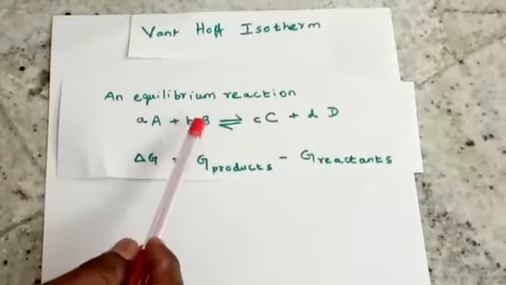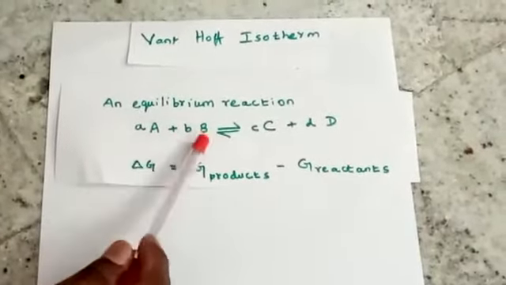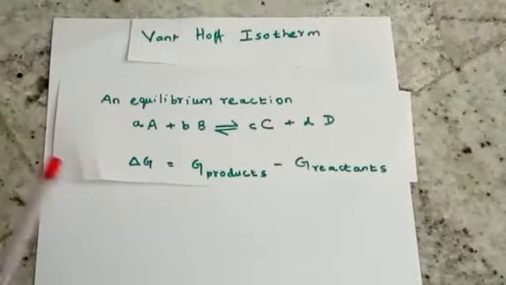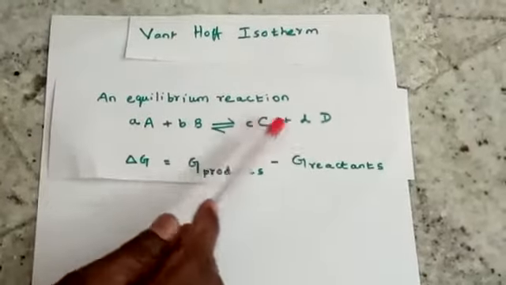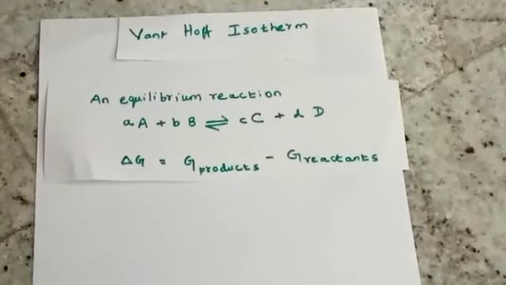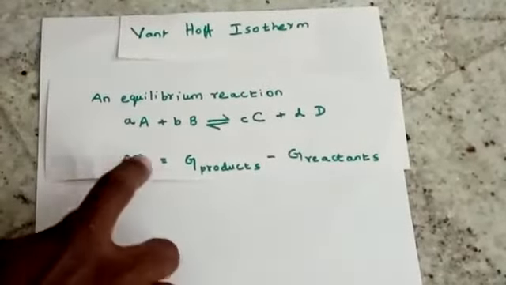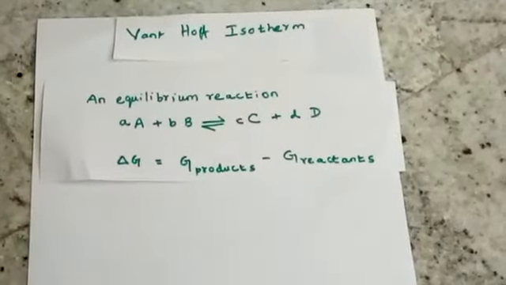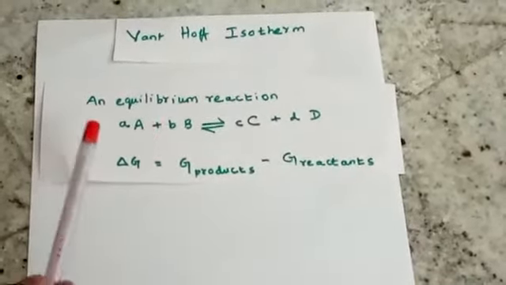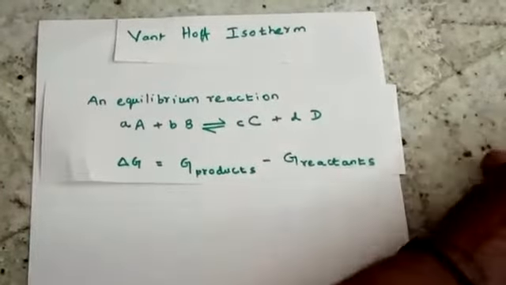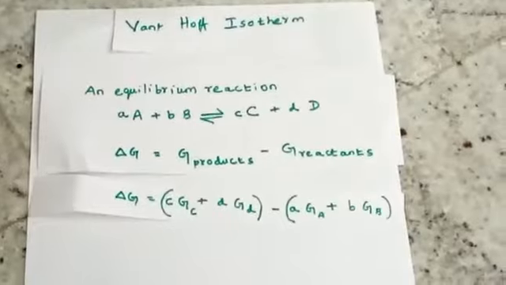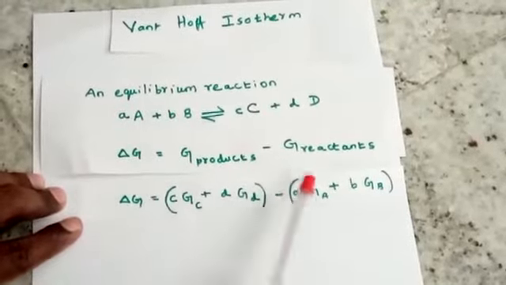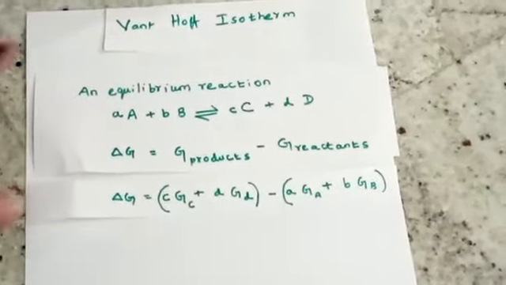aA + bB ⇌ cC + dD. Here A, B, C and D are substances in the form of gases. Small a, b, c, d are the number of moles of gases. For this equilibrium reaction, delta G equals G of products minus G of reactants. Free energy of product minus free energy of reactant is called free energy change. Therefore, delta G is equal to c GC plus d GD minus a GA plus b GB.